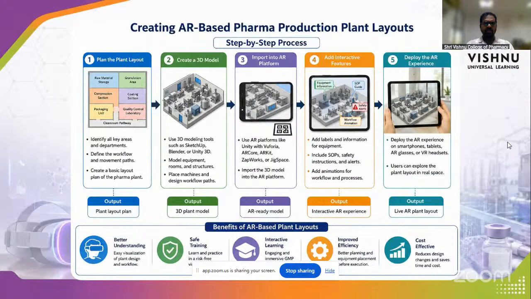So first thing is we need to know what is the basic layout of a plant, and we can use that layout to create 3D models. Today we have various tools again which can convert a basic 2D plan into a 3D plan. Like we have Unity 3D, we can use SketchUp, and all these things can make a 3D model.